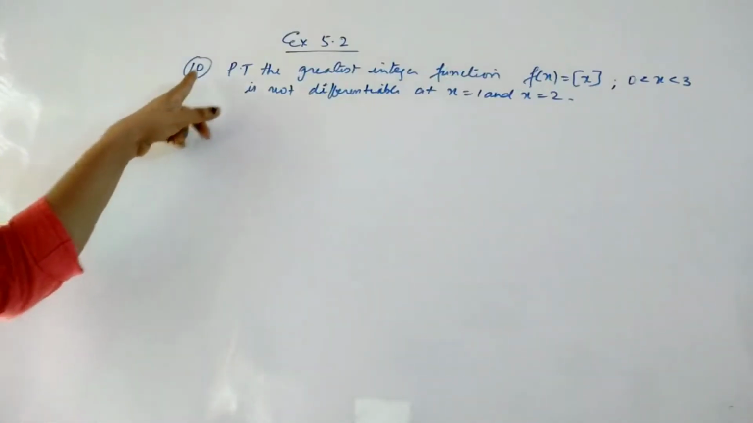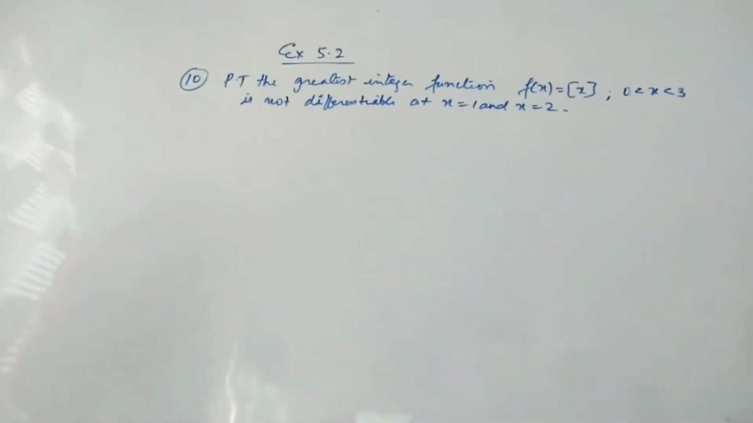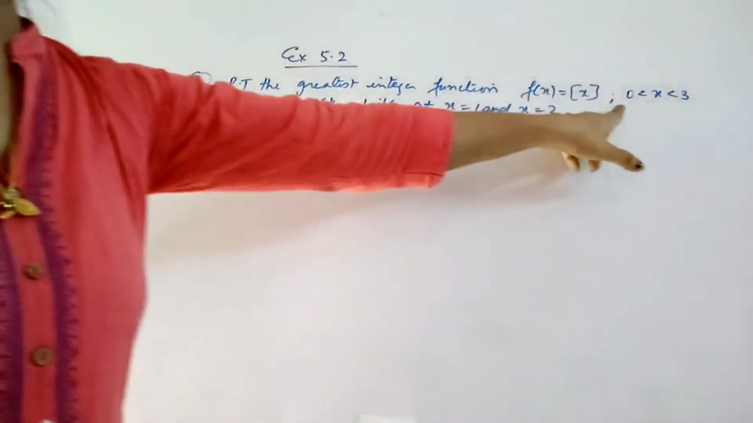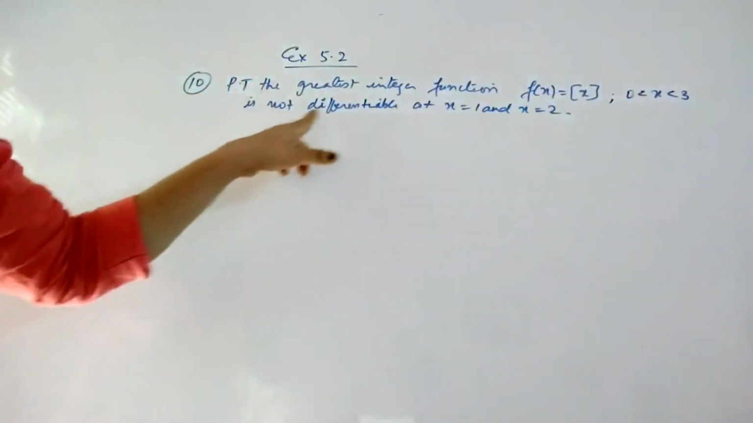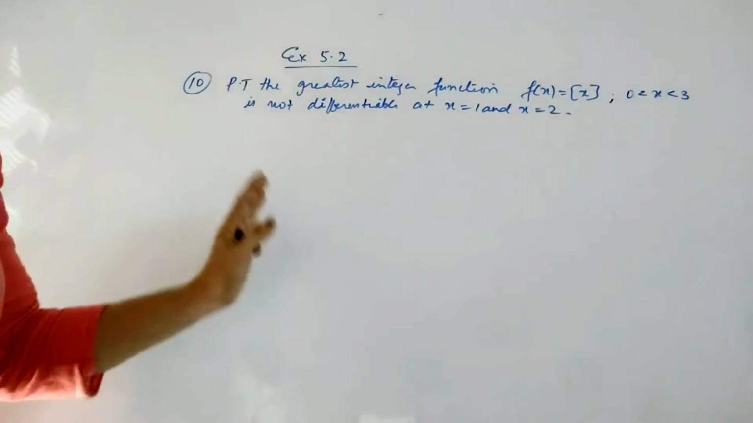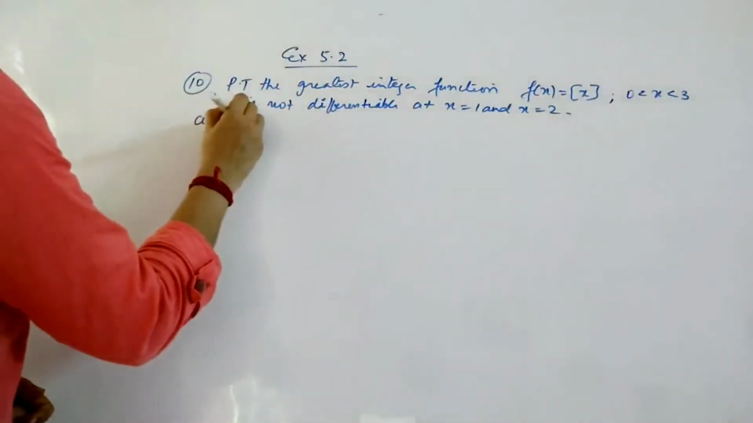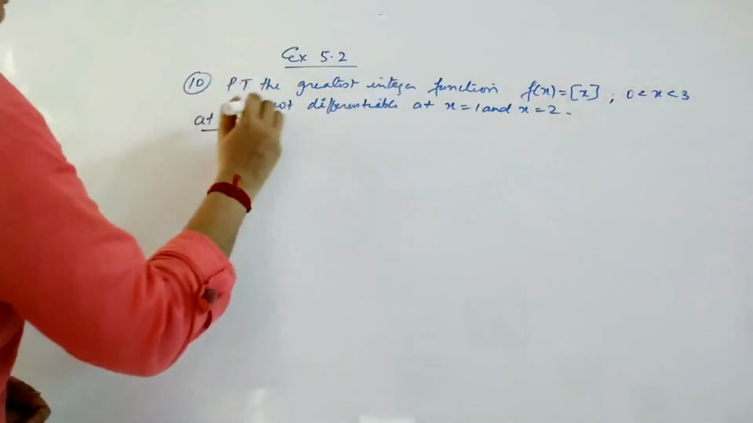Question number 10 is, prove that the greatest integer function f(x) = [x], where x is lying between 0 and 3, is not differentiable at x = 1 and x = 2. So you have to do it separately for x = 1 and x = 2. Now if we are starting with x = 1, why are they giving these points x = 1 and x = 2?